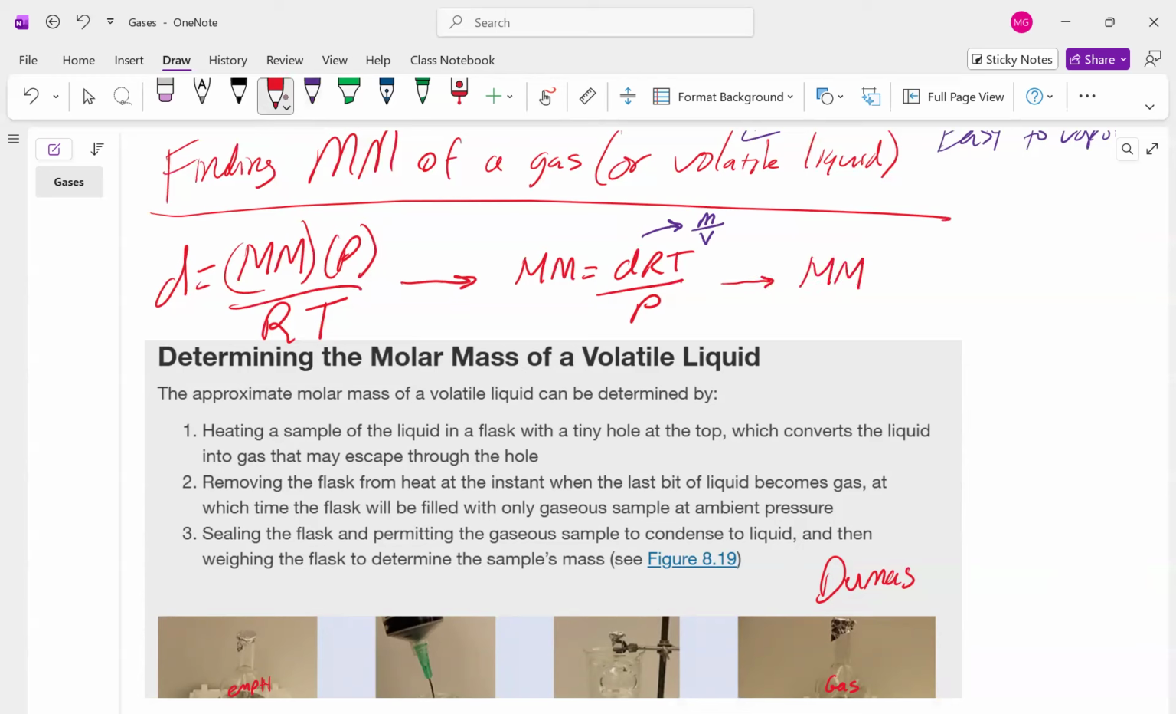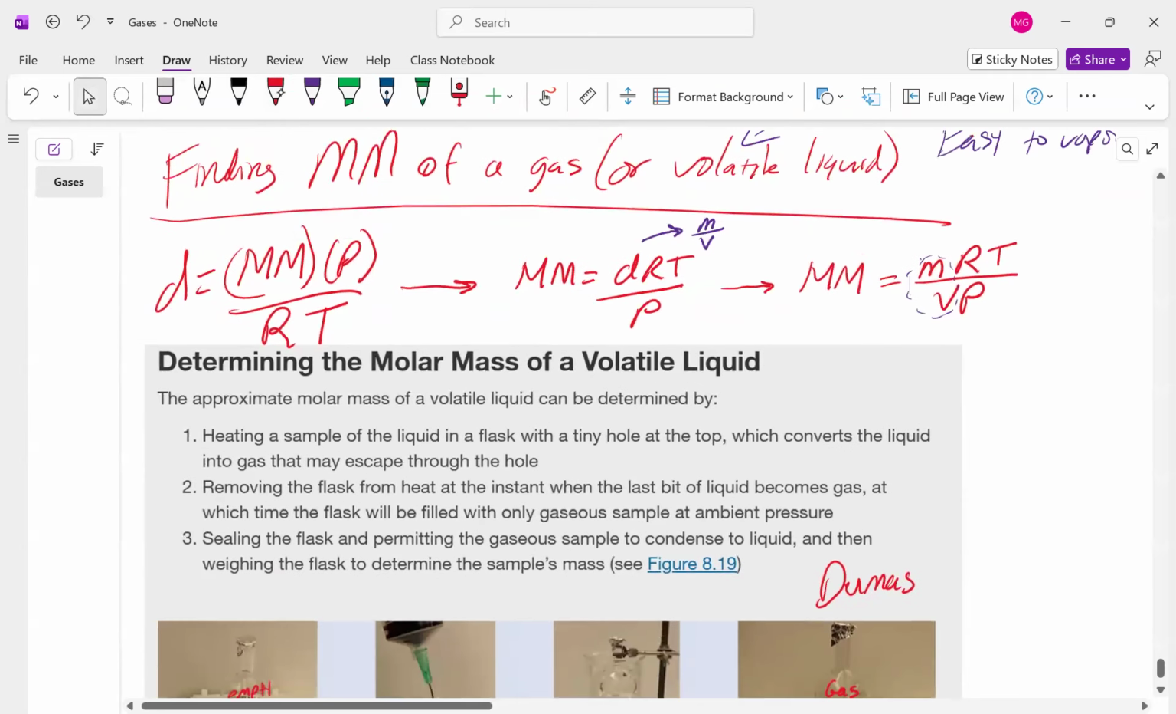So instead of looking at density, we have mass times R times T over volume and pressure, right? Again, how did I get this? That's density right there. When I do my experiment, I know the temperature at which the gas vaporizes, I know the atmospheric pressure around, I look at a barometer, and I know the volume of the flask I use, and then I weigh out my experiment after it's done. I have all of the things that I need in order to solve for molar mass.